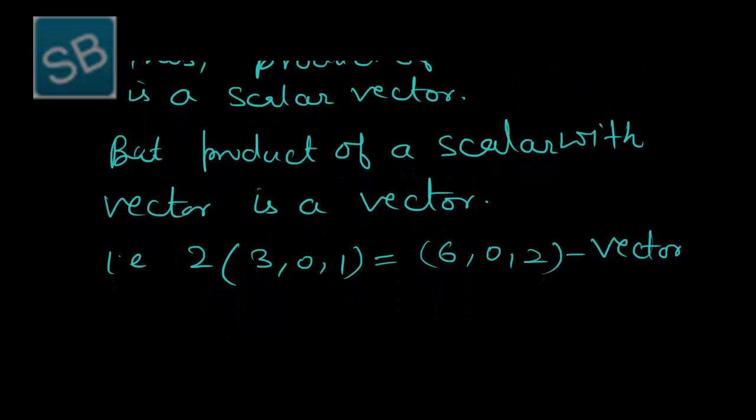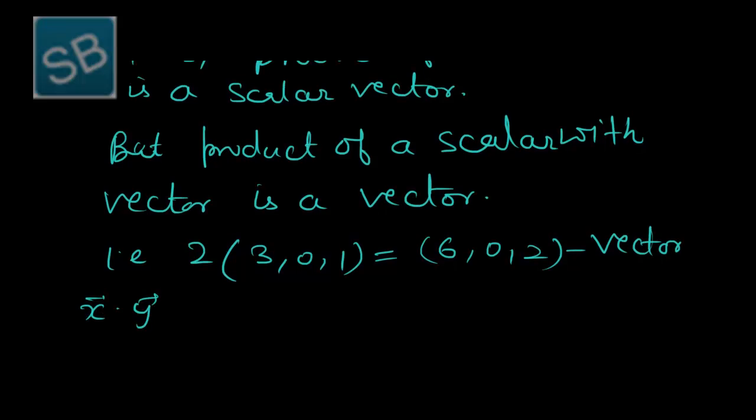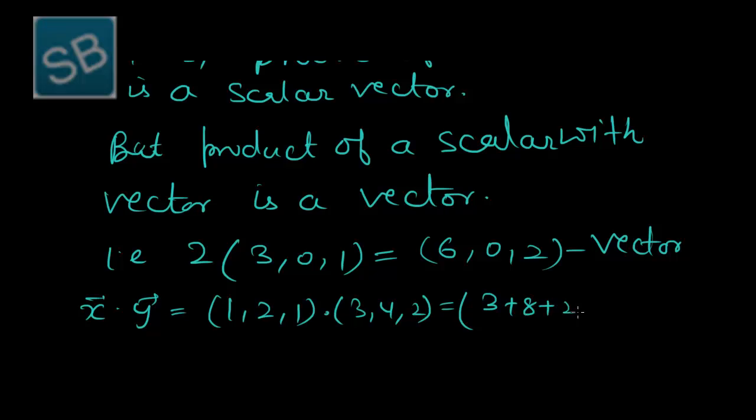And if we take x dot y, that is 121 dot 342, it is equal to 3 plus 8 plus 2, that is 13, a scalar quantity. So this is about the inner product of vectors in R square and R cube. Now we will discuss properties of inner product.